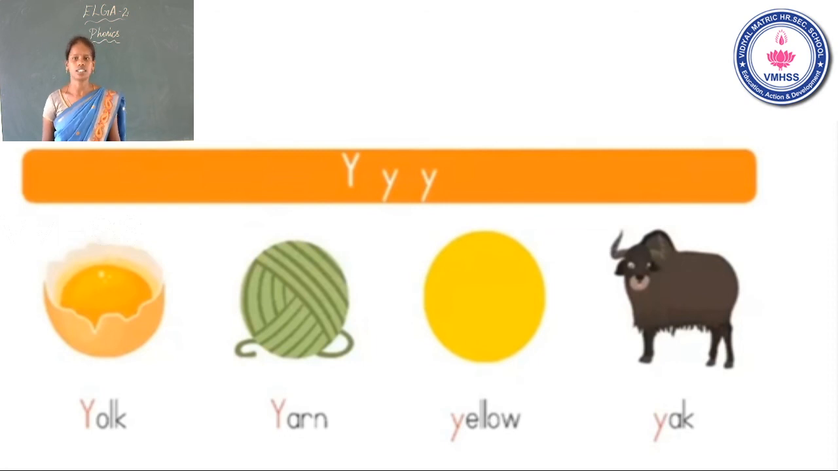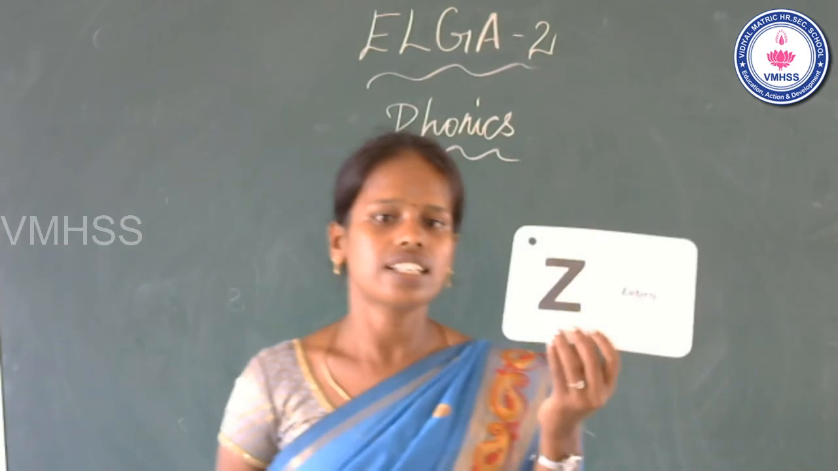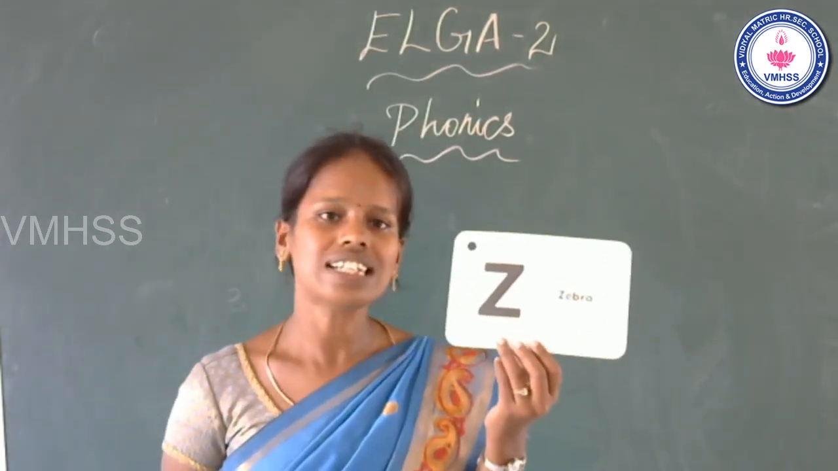Y, yak. Okay. The name of the letter Y, the sound of the letter Y. Y, yolk. Y, yarn. Y, yellow. Y, yak. It's clear? Now go to the next letter. Okay? What is the next letter, students? Yes, the last letter, the 26th letter, is Z. Okay? Yes. See the flashcard. The last letter is Z.